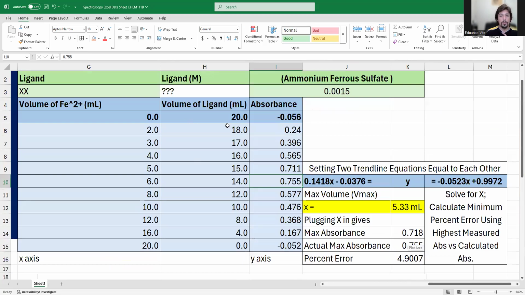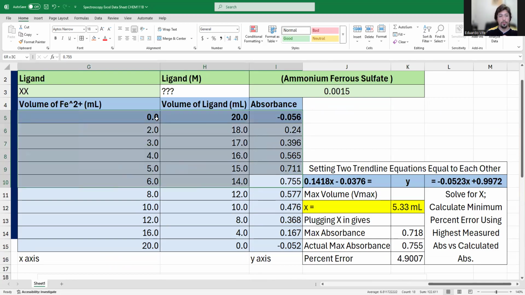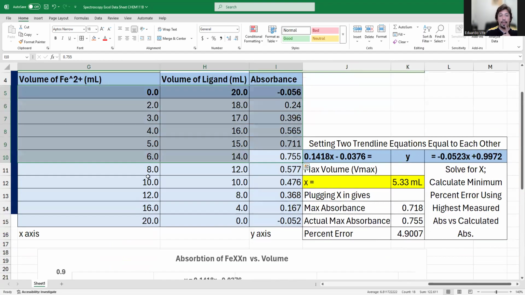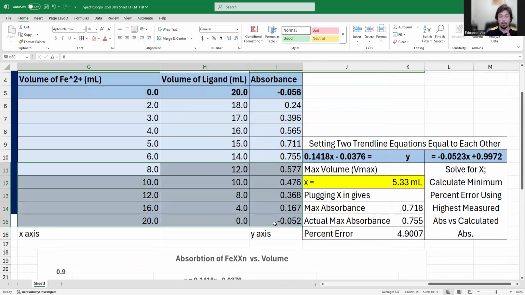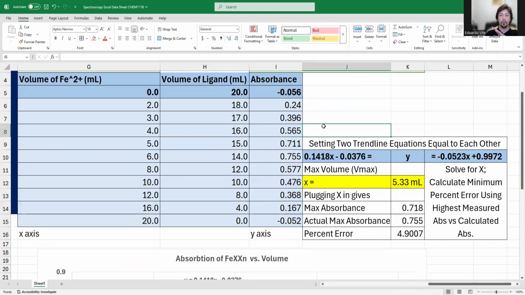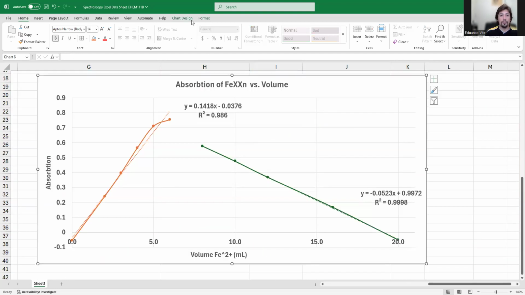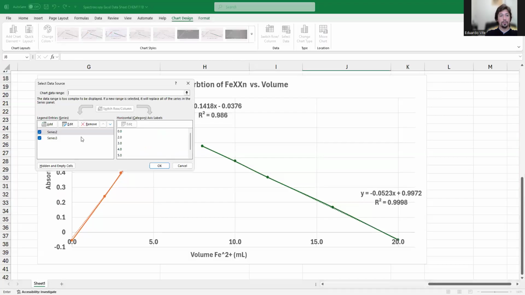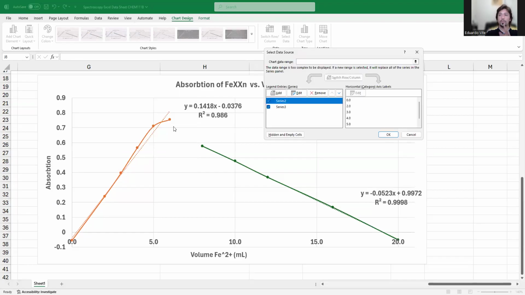What I'm going to do is look, where is my maximum absorbance? Here, 0.755 all the way down to 0. So from 6 milliliters down to 0 milliliters, I'm going to use that as my series data 1. And then from 8 milliliters onwards, that is going to be my series data 2. And when I put that in the chart, if I go to chart design and select data, you're going to see here I have series 2 and series 3. Each one of these data series corresponds to one of these lines. Each one of these lines will give me a trend line.